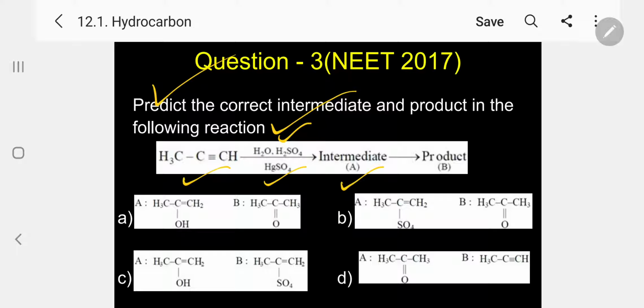According to the question, from this intermediate it is giving a product B. So A and B we have to identify. Option A, option B, option C, option D. So it is given. Kindly follow. This question was asked under the alkyne.